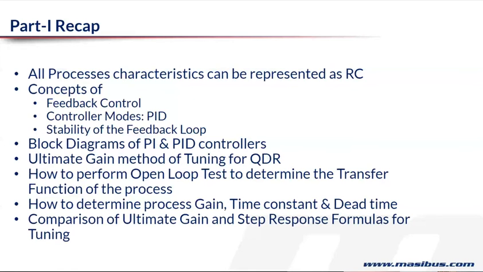We looked at how PID controllers can be represented in the form of block diagrams. And then we talked about the first method, which was invented by Nichols and Ziegler, of what is called a quarter damping ratio, or how to arrive at the PID parameters by finding out what is the ultimate gain of the process.